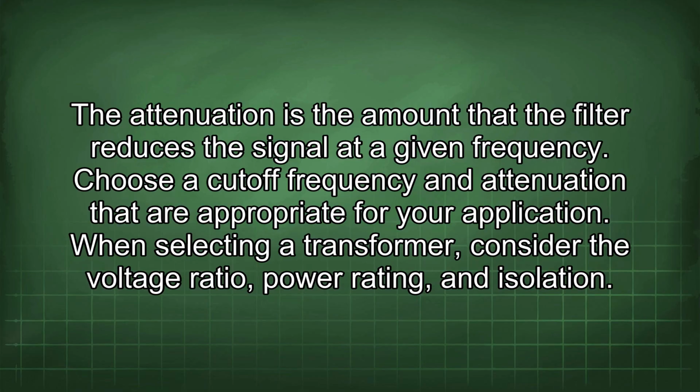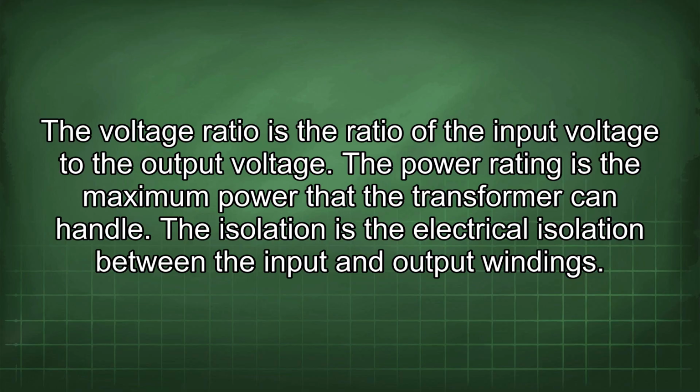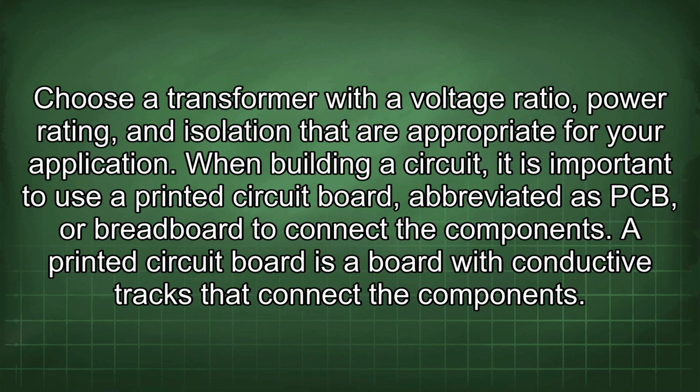When selecting a transformer, consider the voltage ratio, power rating, and isolation. The voltage ratio is the ratio of the input voltage to the output voltage. The power rating is the maximum power that the transformer can handle. The isolation is the electrical isolation between the input and output windings. Choose a transformer with a voltage ratio, power rating, and isolation that are appropriate for your application.